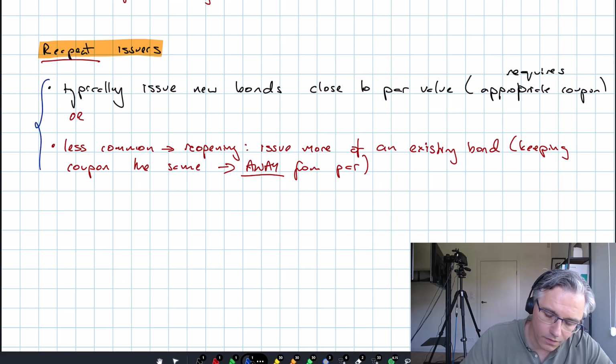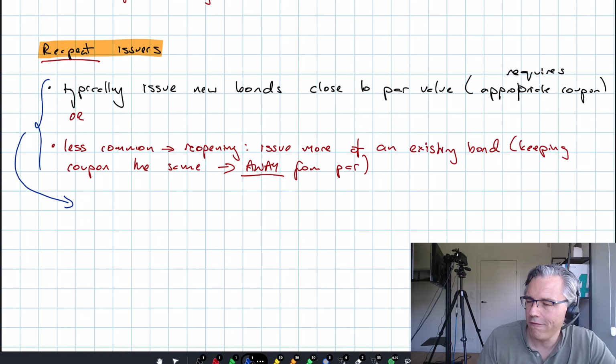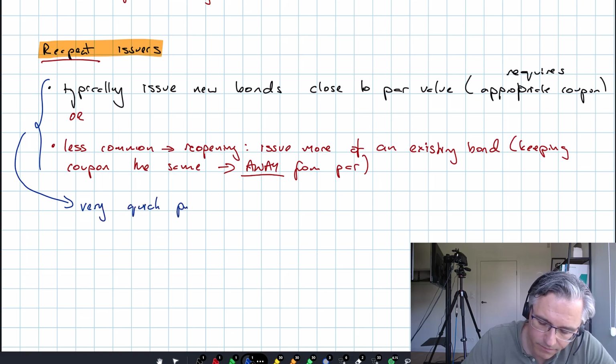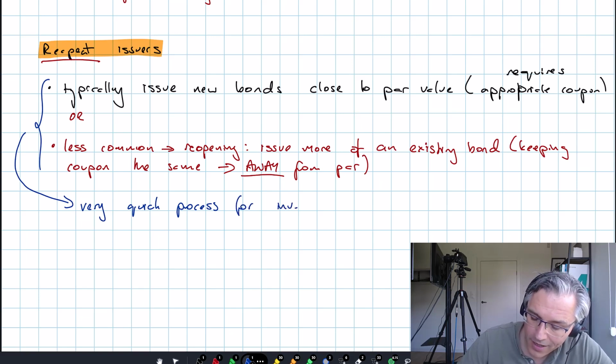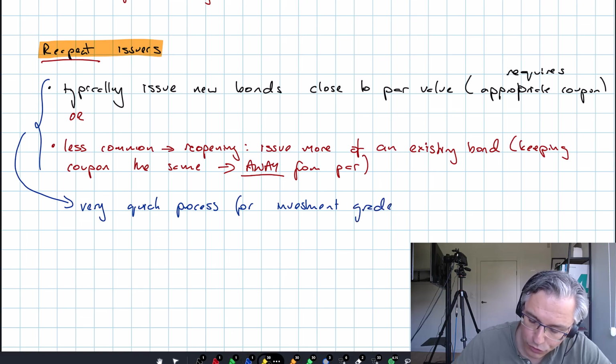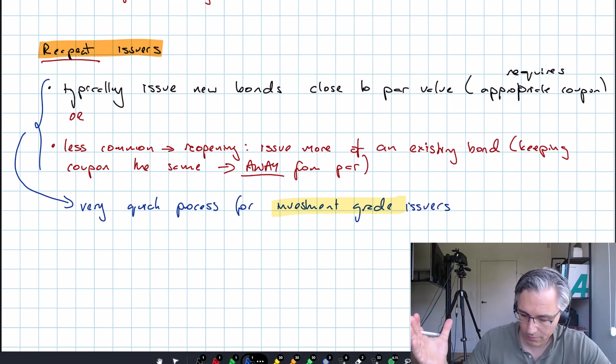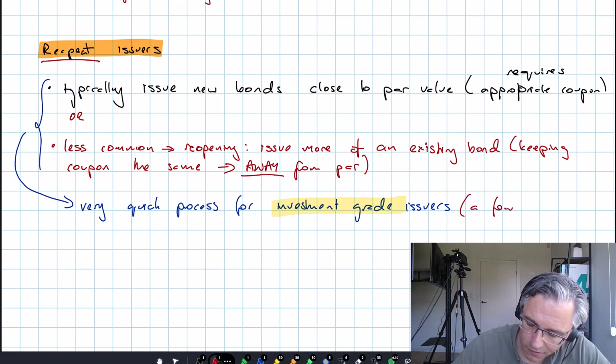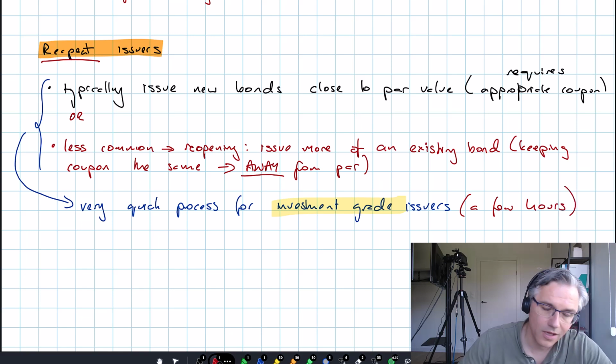Now, in either case, if you are a repeat issuer, the whole process of issuing these bonds is going to be very quick. So this is a very quick process, essentially, once you are already known in the market, especially if you are an investment grade issuer. So if you are an issuer with a good credit quality. For investment grade issuers, this distinction we talked about before between investment grade and non-investment grade, it will typically take something like a few hours to sell these bonds. More on that when we discuss corporate issuance.